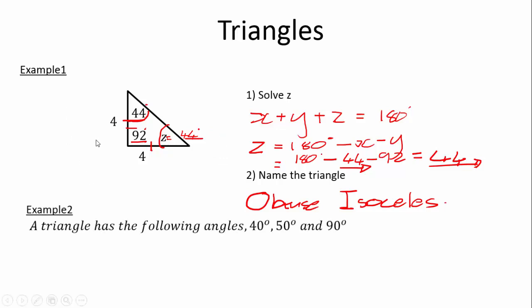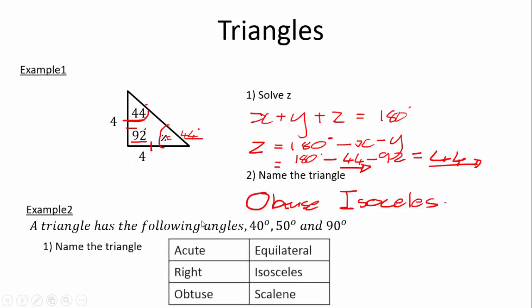A triangle has the following angles: 40, 50, and 90 degrees. Name the triangle. Let's have a look at this table to help. Is it an acute? Yes, yes. Oh, no. Oh, there's a 90. It must be a right angled. Is it equilateral? Is it isosceles, or is it scalene?